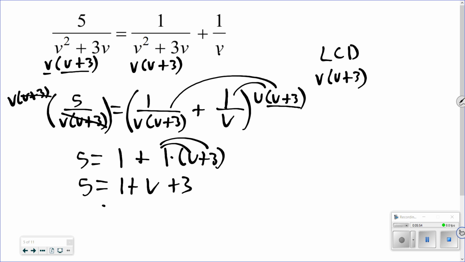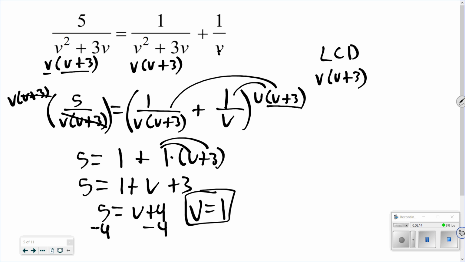So now I have 5 equals v plus 4, minus the 4 over, so v equals 1. Okay, go back and check. If I plug 1 in, will I get a 0 in the denominator? If I put 1 in here, I do not get a 0. If I put 1 here and here, I don't get a 0 either time. So we're good. That would be our solution. Okay, v is equal to 1.